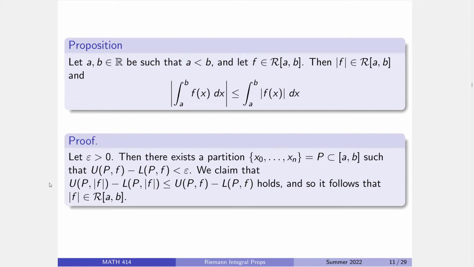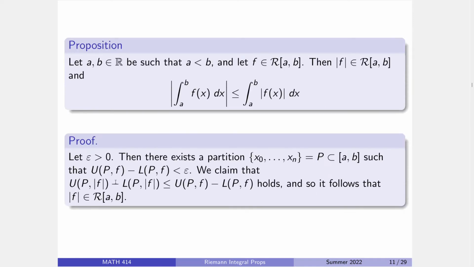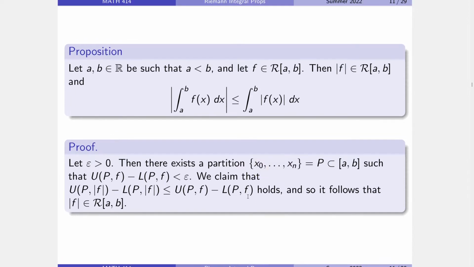I claim that the upper Darboux sum of the absolute value of f on the partition P minus the lower Darboux sum of the function absolute value of f on the partition P does not exceed that same difference for just the function itself, and thus, since this is less than epsilon, that would guarantee that the absolute value of our Riemann integrable function remains Riemann integrable. Okay. All right, so we've got our partition fixed here, so I want to prove this. So how am I going to do that?